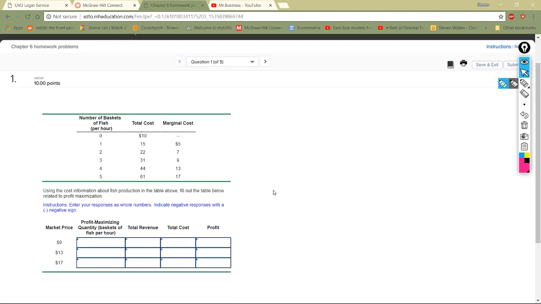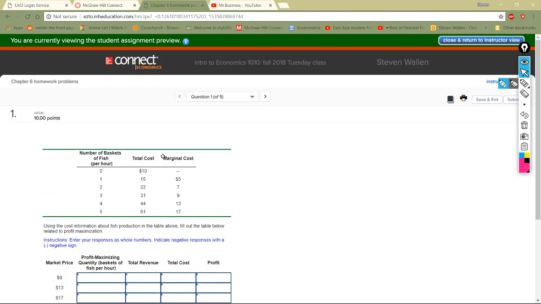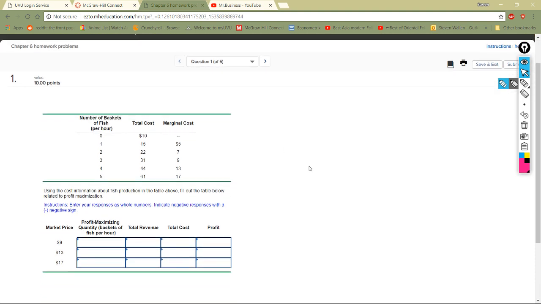We're good to go. All right, let's take a look and see what we got here. Number of baskets of fish per hour. Okay. Total cost. Marginal cost. So right now we're looking at our costs and marginal costs. Using the cost information about fish production in the table above, fill out the table below related to profit maximization. Okay, so if I can't really set my prices and I'm just a price taker, then really all I have to do is figure out how much to produce based on certain price levels that I try, and I can figure out what's going to actually happen with those price levels, okay?